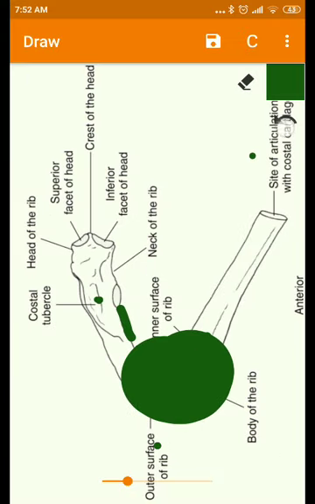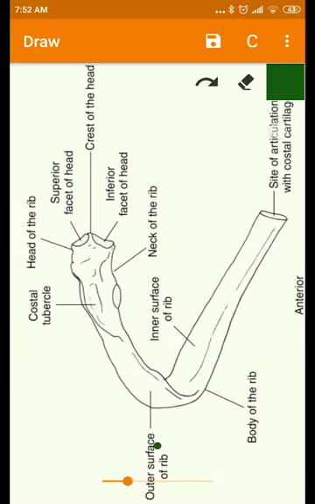So this is about the main important parts of the typical rib. It also has a groove in the inferior border. The costal groove contains the posterior intercostal vessels and the intercostal nerve. The upper border is thick and has outer and inner lips.